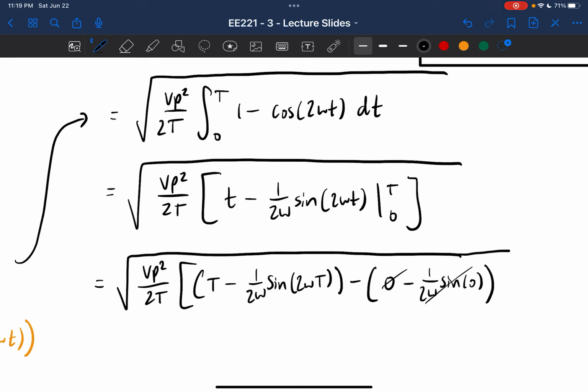It might not be as obvious that this term goes to 0, but if we look at the argument of the sine function, it's 2 omega T, which can be written as 2 times 2 pi times f times T, and T is 1 over f. So I can just say that these two cancel. And you should know that the sine of anything, n times 2 pi, is equal to 0, right? So sine of 2 times 2 pi would definitely be 0, so this whole term also goes to 0. All I'm left with here then is T. This T and this T cancel.